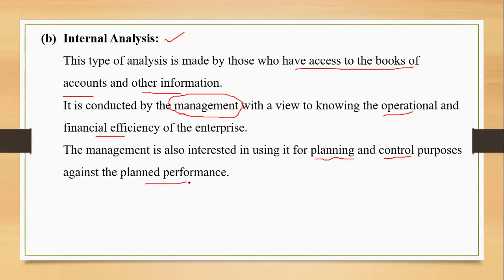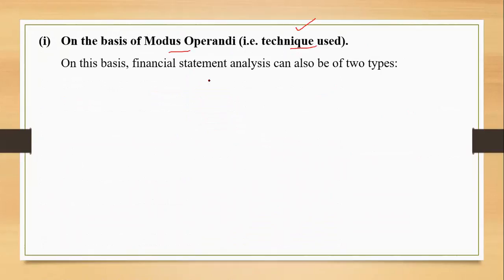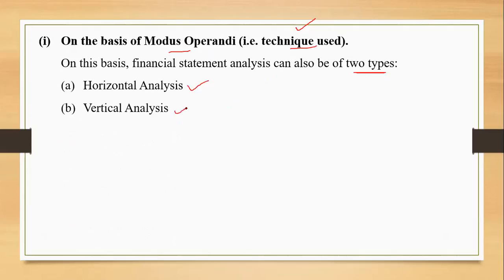That's why this information can be used for planning and controlling purposes. Next, on the basis of modus operandi, that is technique used. On the basis of financial statement analysis, again there are two techniques. One is horizontal analysis and the next one will be vertical analysis.